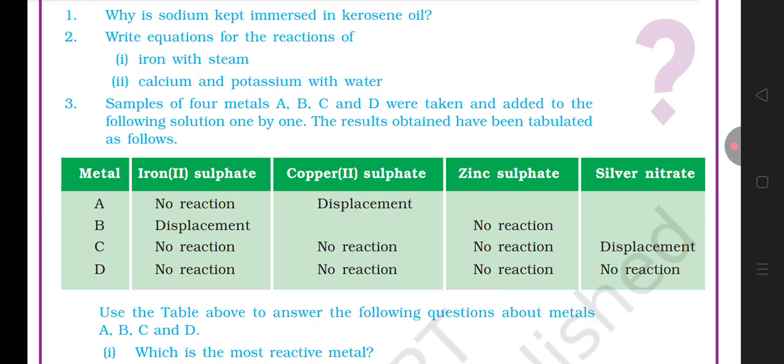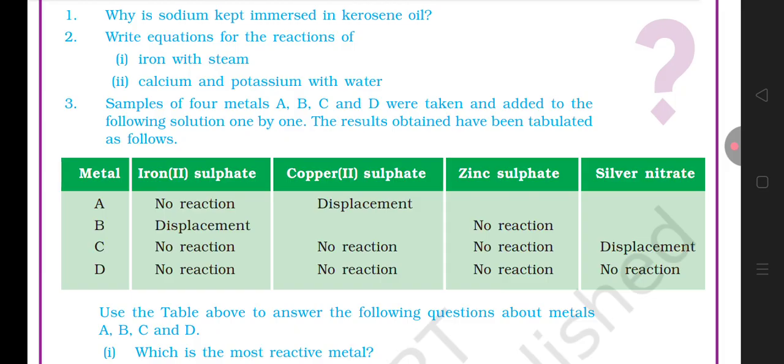Okay. Next is metal D, that is giving no reaction with iron sulfate. That means its reactivity is less than iron. Copper sulfate, it is giving no reaction. That means reactivity is less than copper. Zinc sulfate, it is giving no reaction. That means reactivity is less than zinc. Silver nitrate, it is giving no reaction. That means its reactivity is less than silver also. So the element could be gold or it could be platinum.